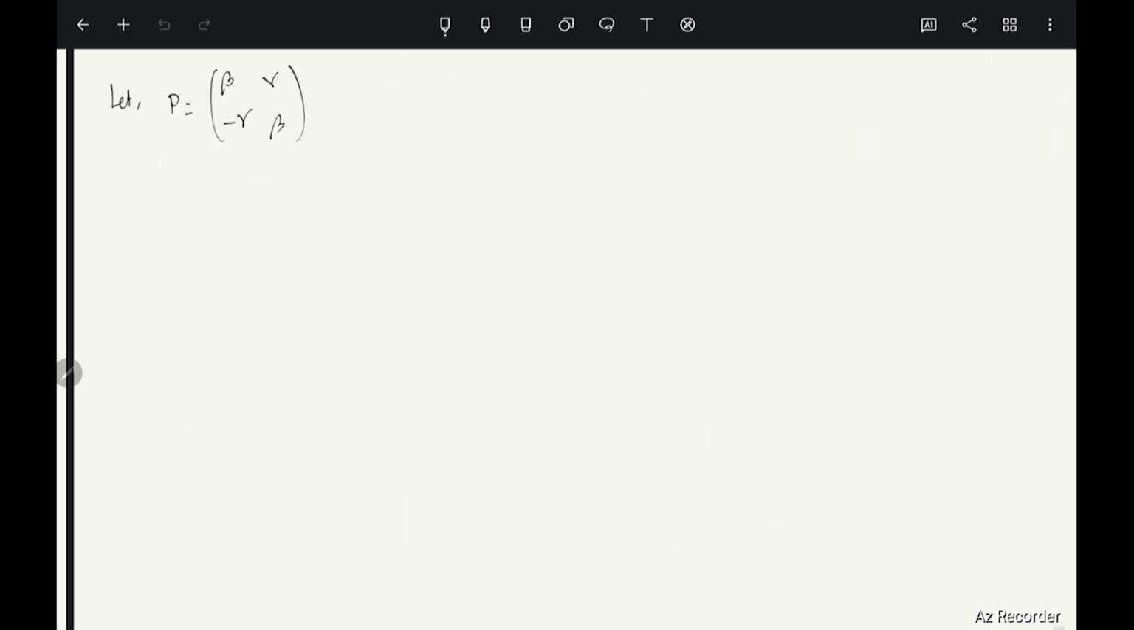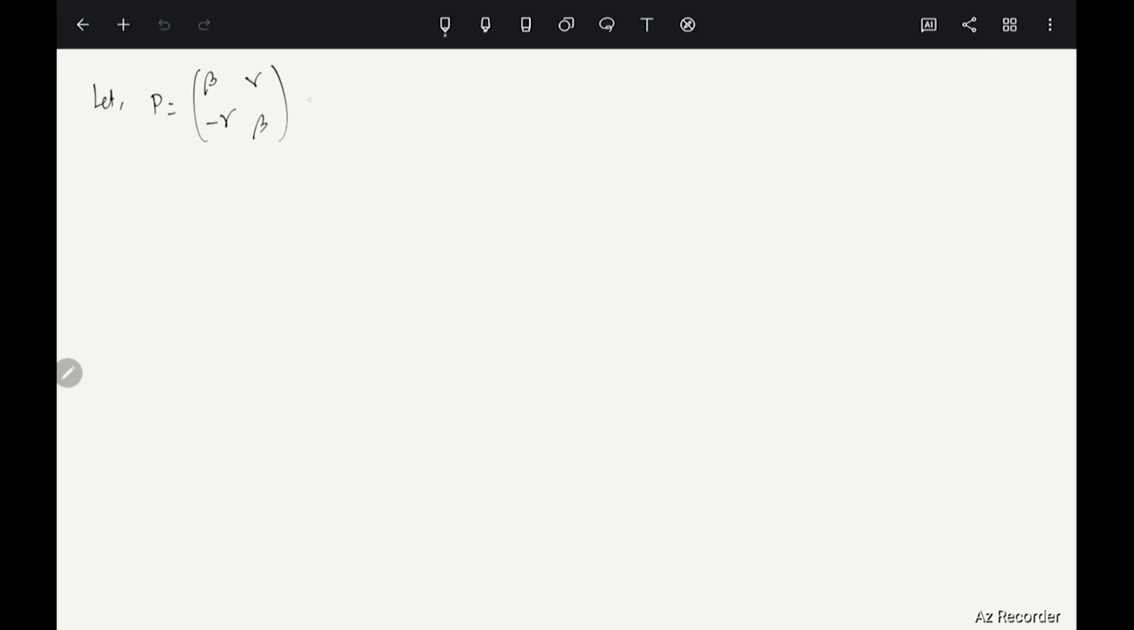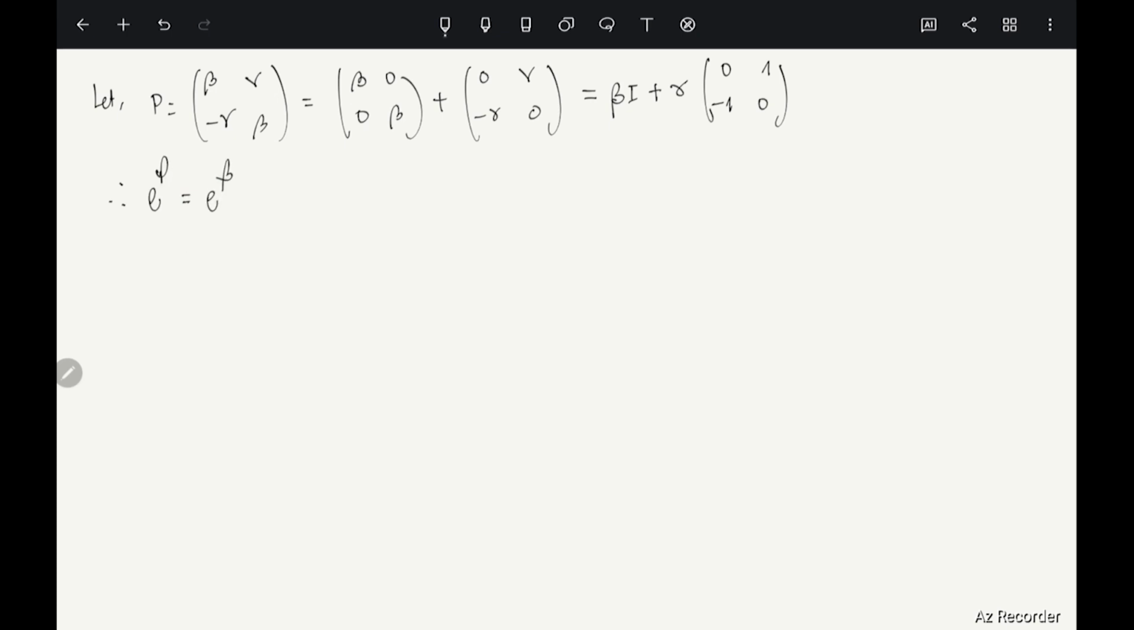I want to calculate its exponential. Now, how do you calculate it? I can always write it as beta 0 0 beta plus 0 gamma minus gamma 0. That is beta times identity plus gamma times the matrix 0 1 minus 1 0. Therefore, if we want to calculate e to the power P, it is e to the power beta I times e to the power of the matrix 0 gamma minus gamma 0.